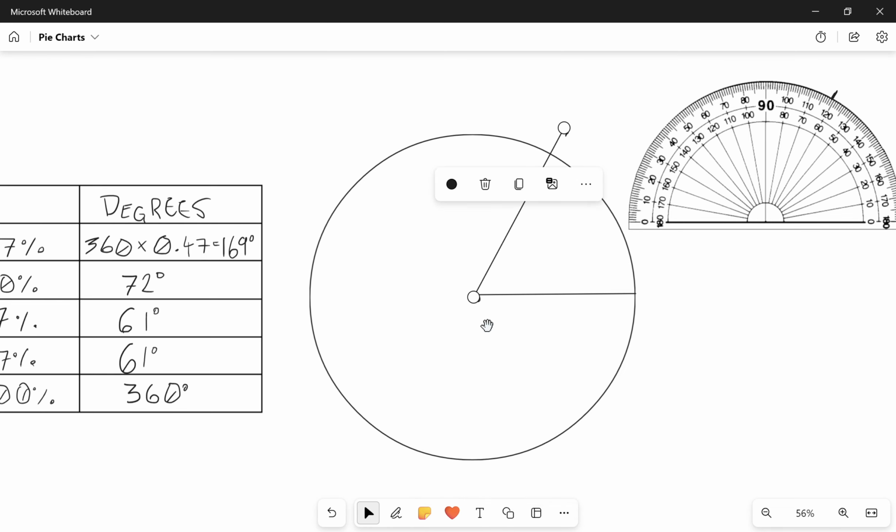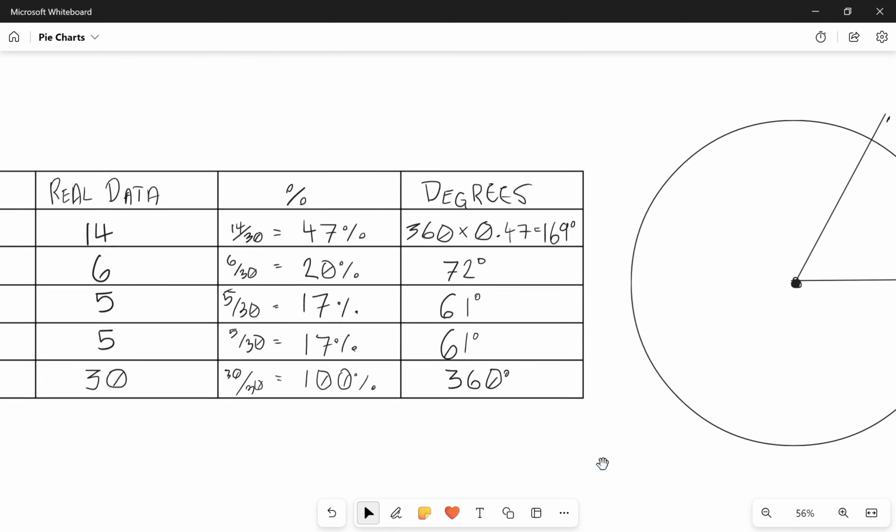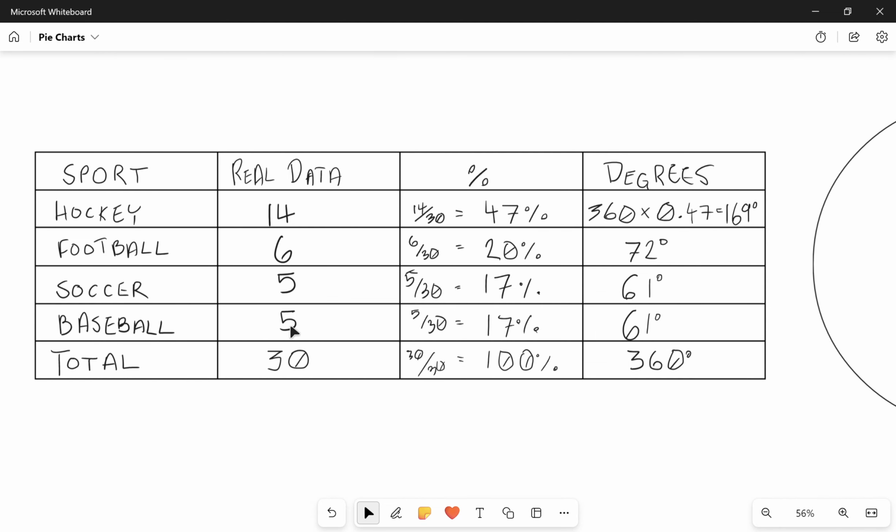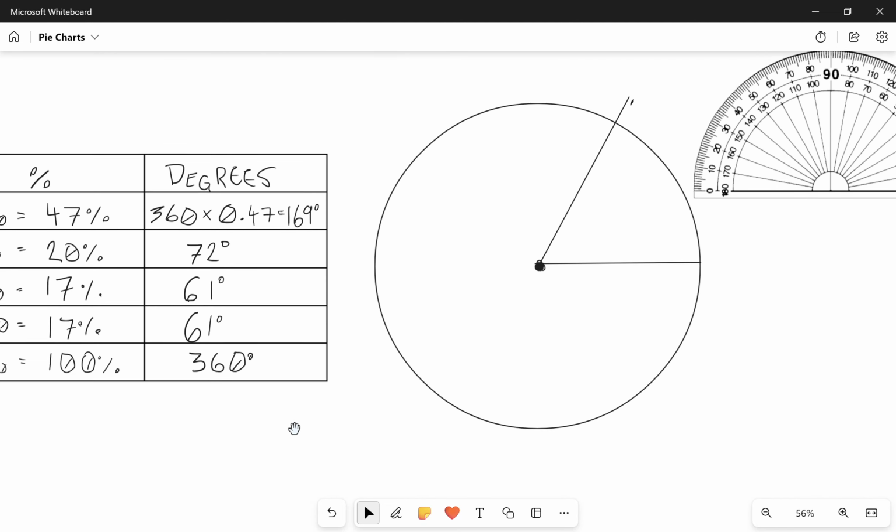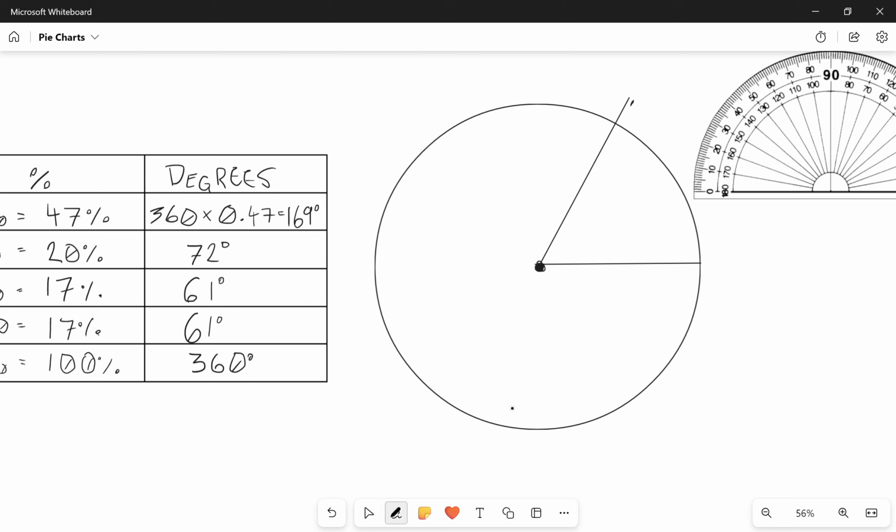So, if I were to measure this angle, it would be 61 degrees, and I know that 61 degrees is our reading for baseball. It also happens to be our reading for soccer. Let's do baseball first. That's what we said we were doing. Before I forget what I have done here, I'm going to label it baseball. Baseball. Here we go. Perfect.